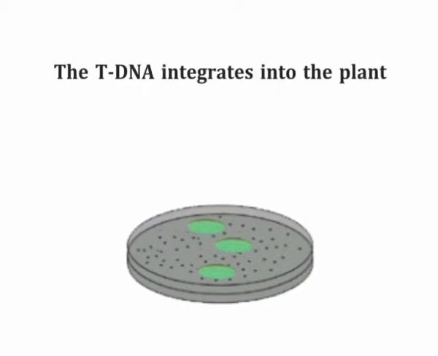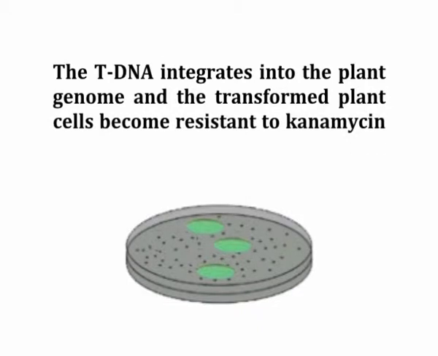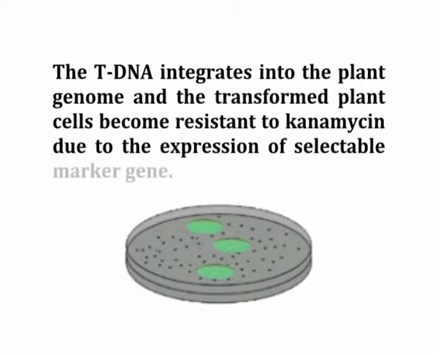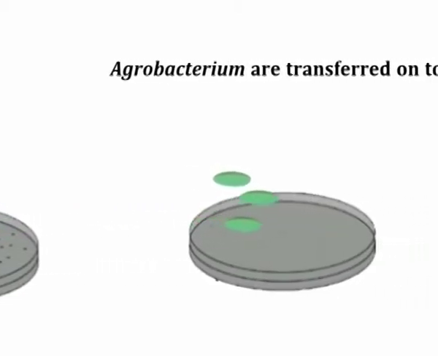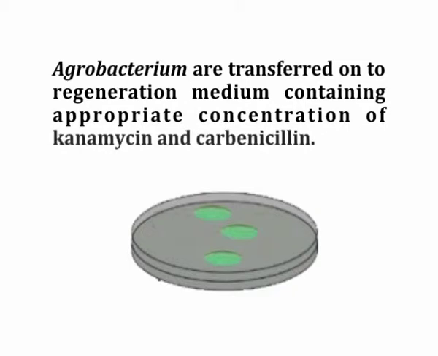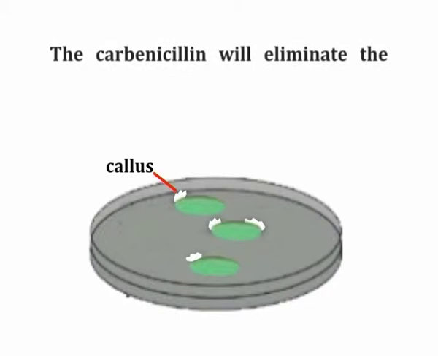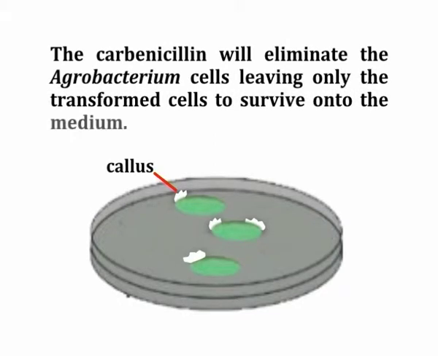The T-DNA integrates into the plant genome, and the transformed plant cells become resistant to kanamycin due to the expression of selectable marker gene. The leaf discs after 2 days of co-cultivation with the Agrobacterium are transferred onto regeneration medium containing appropriate concentration of kanamycin and carbenicillin. The presence of kanamycin in the medium will kill the non-transformed cells, allowing only the transformed cells to grow. The carbenicillin will eliminate the Agrobacterium cells, leaving only the transformed cells to survive on the medium.